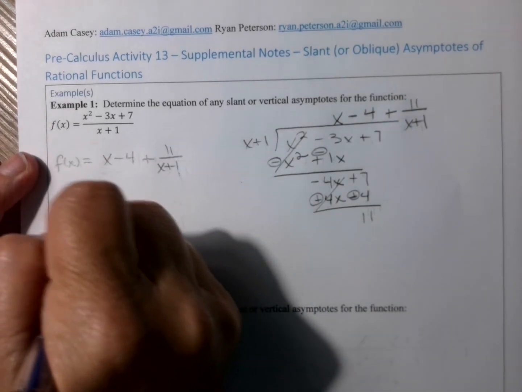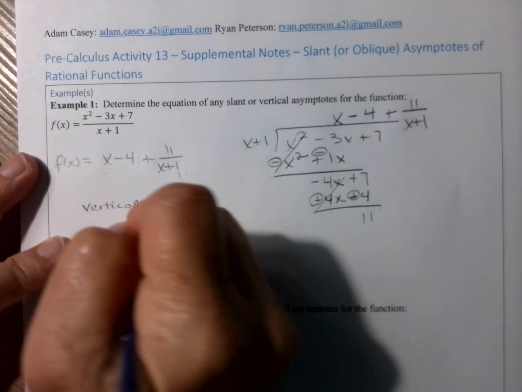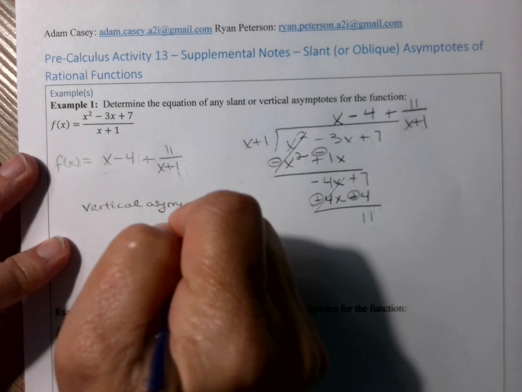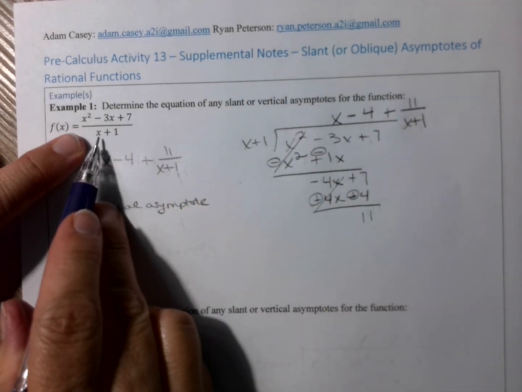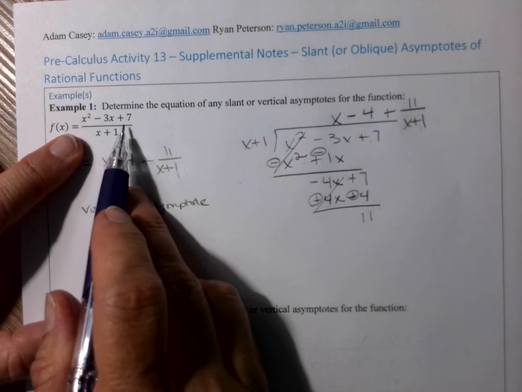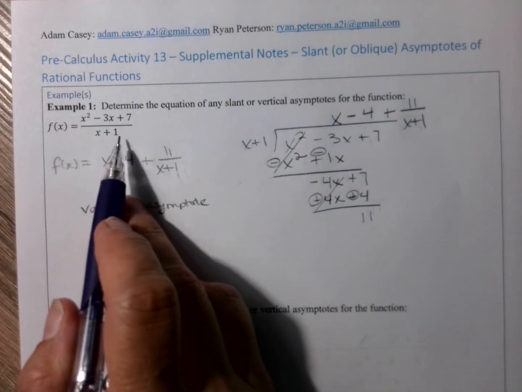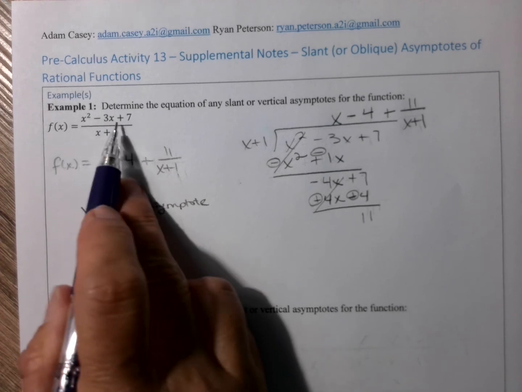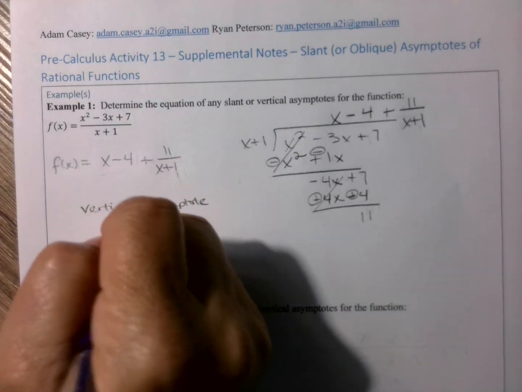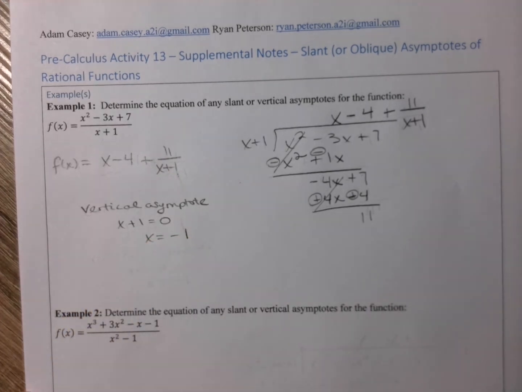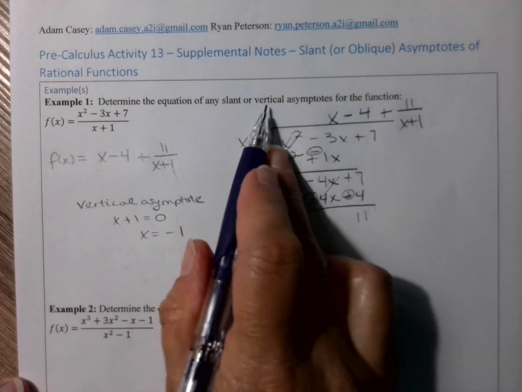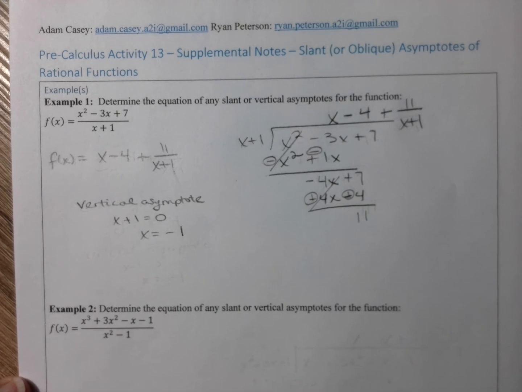So first of all, let's talk about the vertical asymptote, because we already know how to find that. Your vertical asymptote happens whenever the denominator is equal to 0, as long as you don't have a matching factor in the numerator, which we don't here because our numerator doesn't even factor. So I'm going to set my denominator equal to 0, which means x equals negative 1 is going to be the vertical asymptote. And that's what we were asked to find here.